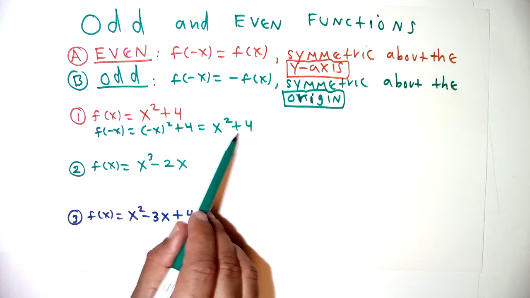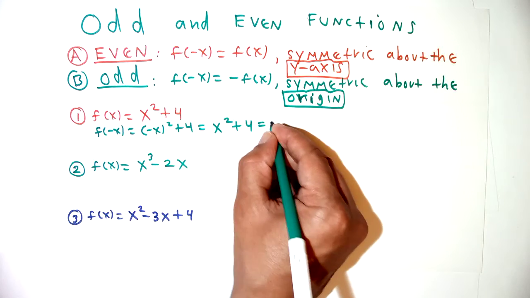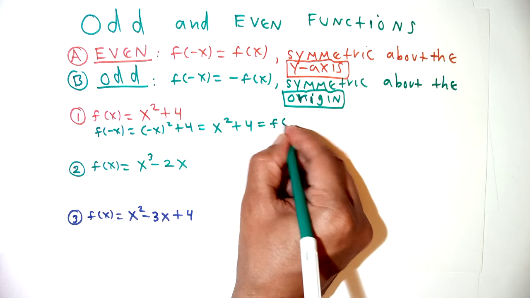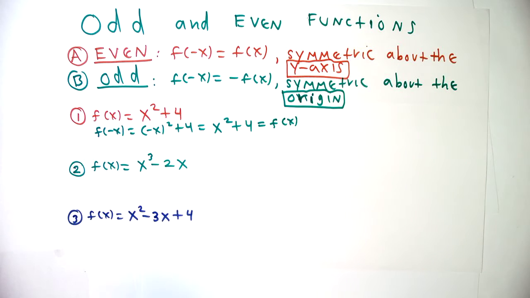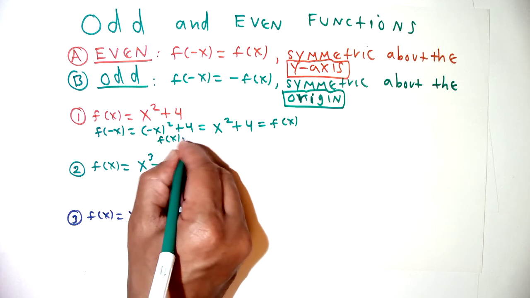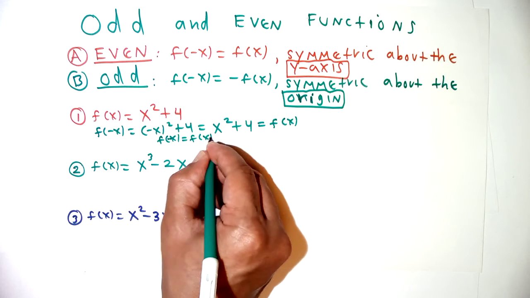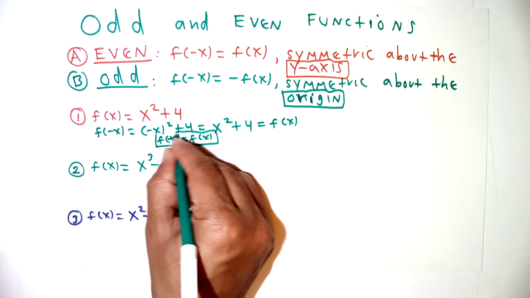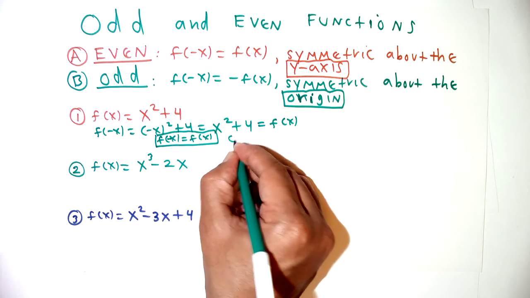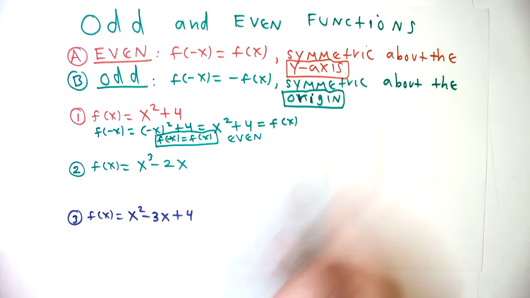Now, if you look at it, what you're going to say is, is this our original function? Yes, it is. So right there, that is basically f of x. So clearly in this case, f of negative x equals f of x. This implies that the function here is even and the graph is symmetric about the y-axis. And that's basically the end of that.